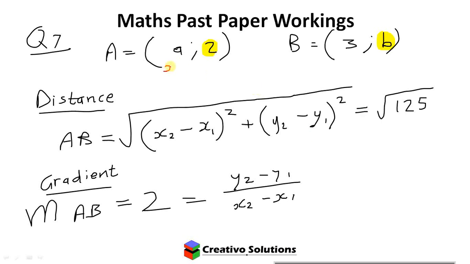Okay, so this would have been x1, and this would have been y1. This would have been x2, and this would have been y2, because we've got 2 different points.